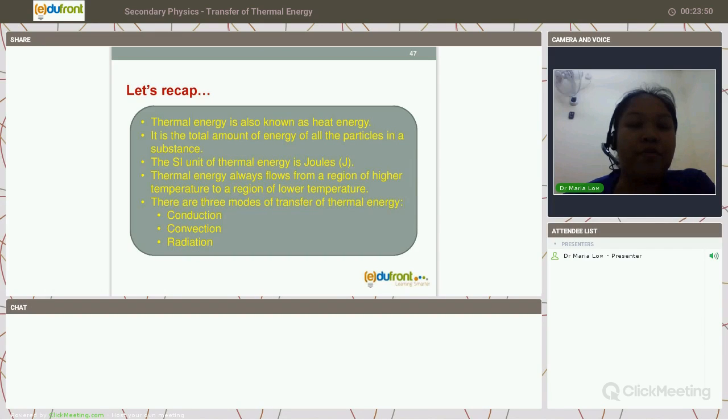So we have looked at all three different modes of heat transfer: conduction, convection, and radiation. Let's have a quick recap of the information that we have looked through. Thermal energy is also known as heat energy. The total amount of energy of all the particles of a substance is the thermal energy of it. The SI unit of thermal energy is joules. Thermal energy always flows from a region of higher temperature to a region of lower temperature. There are three modes of heat transfer, which are conduction, convection, and radiation.